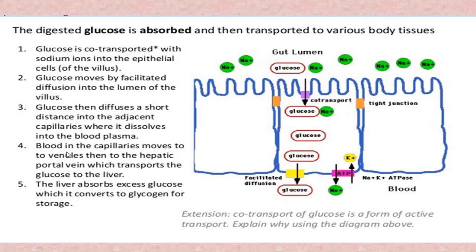And the glucose which is not utilized by the cells, then through the venules it moves to the hepatic portal vein, which transports the glucose to the liver, where it is stored in the form of glycogen. So this excess glucose is converted into glycogen for the purpose of storage in the liver.